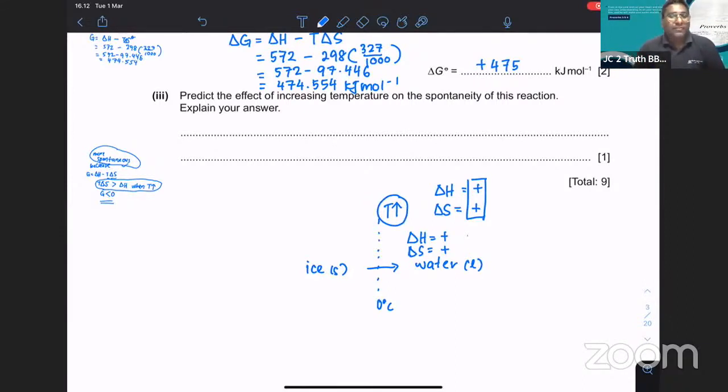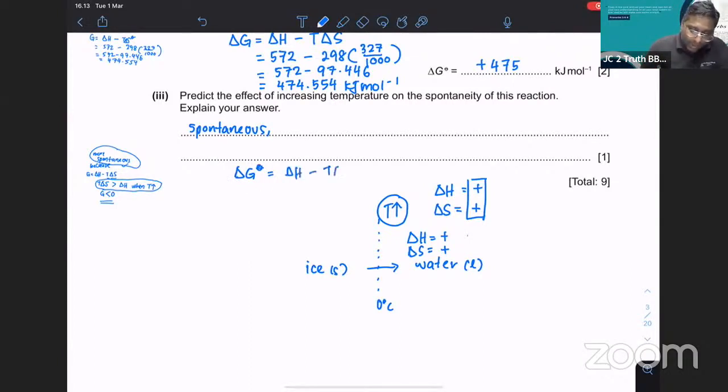So in this case, when I predict the effect of increasing temperature, the reaction is going to be more spontaneous. You need to explain, so this one is going to be spontaneous, but you need to explain why. In order to explain why, you need to look at the Gibbs free energy. Mr. Gopi is not so hot. So delta H, this one.